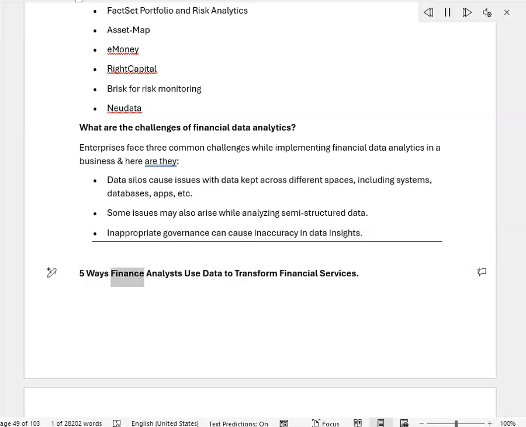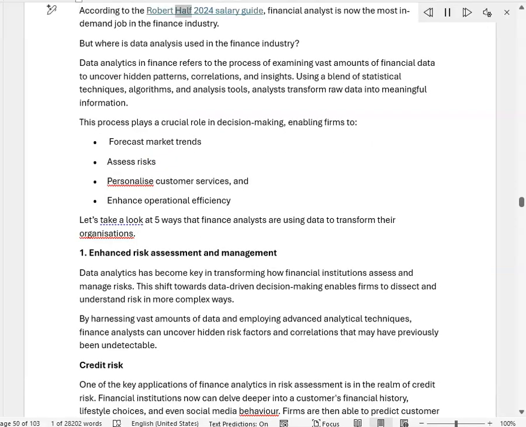5 ways finance analysts use data to transform financial services. According to the Robert Half 2024 Salary Guide, financial analyst is now the most in-demand job in the finance industry. But where is data analysis used in the finance industry?